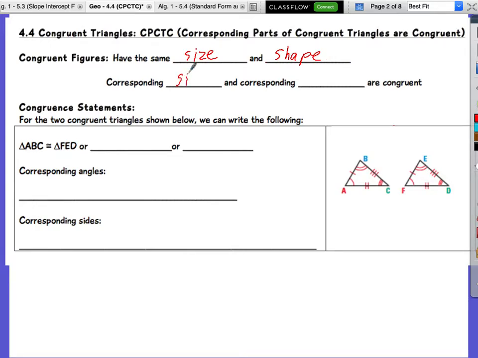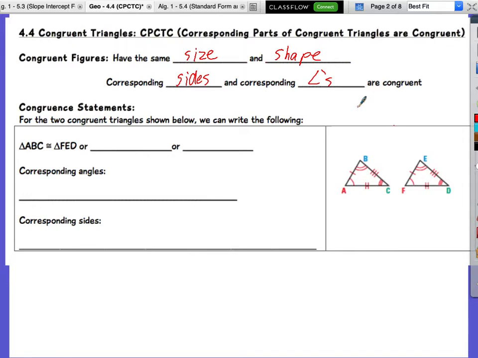Corresponding sides and corresponding angles are congruent as well in congruent figures. So you'll know these two things about congruent figures. They have the same size and shape. So if one's a triangle, the other one's going to be a triangle. You're not going to have like a triangle and a square. And they have to be the same size. So corresponding sides and corresponding angles are congruent.